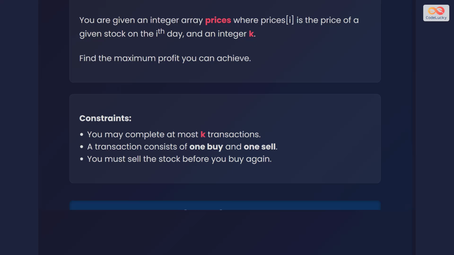Here is the problem. We are given an array of prices where each element represents the price of a stock on a specific day. We are also given an integer k. Our goal is to find the maximum profit we can achieve. However, there are rules. We can complete at most k transactions. A transaction consists of buying and then selling. Crucially, you cannot engage in multiple transactions at once. You must sell your stock before you can buy again.